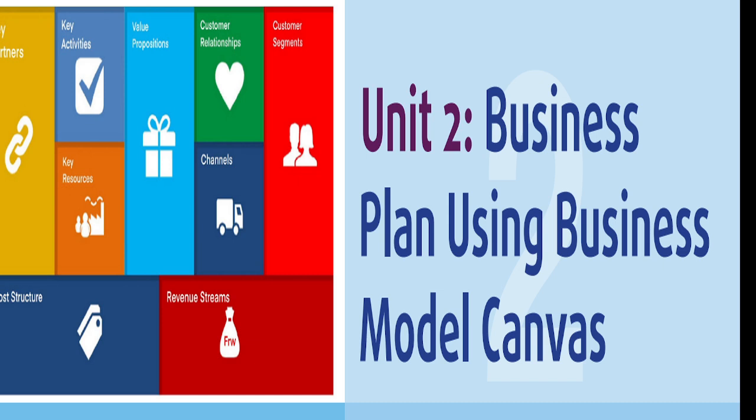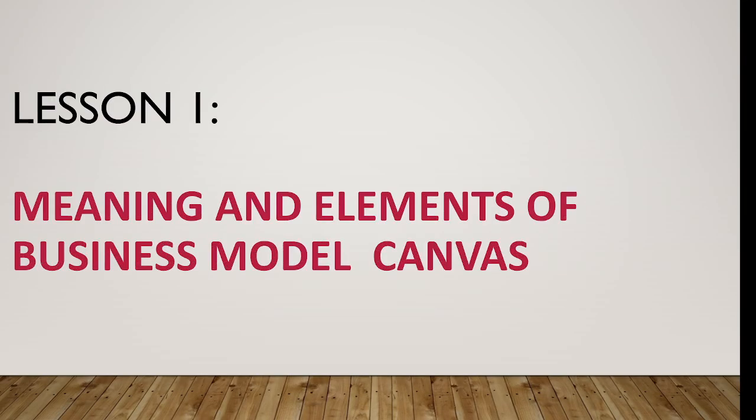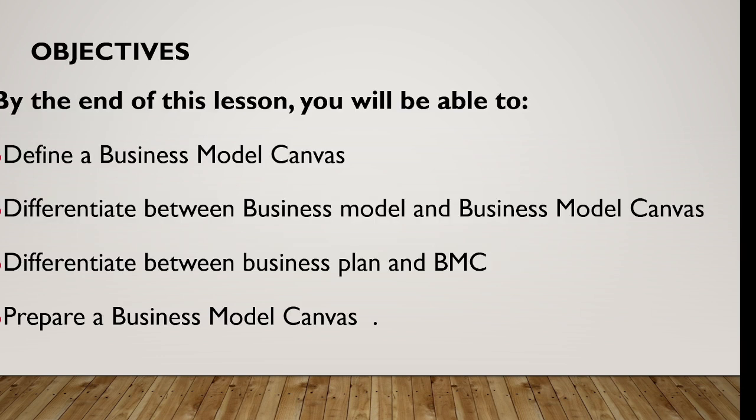Again, we have entrepreneurship for senior 5, advanced level, secondary schools. We have Unity 2, business plan using business model canvas, a unity of entrepreneurship senior 5. We shall start with the lesson about the meaning and elements of business model canvas. This is our intent objectives.